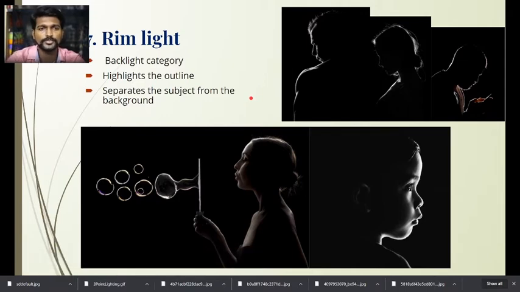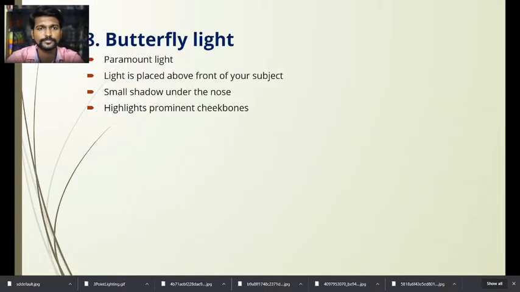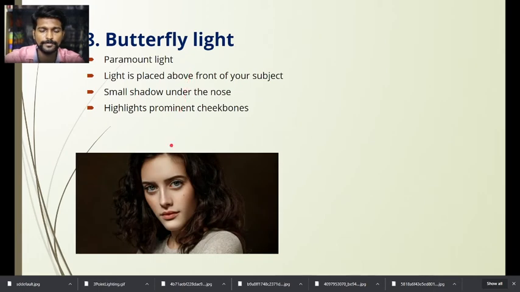We'll go to the next topic of lighting, butterfly lighting. This is one of the portrait lightings, also called paramount light. The light is placed above and in front of your subject. I'll show you some examples so that you can understand. The light is placed above and in front of the subject.